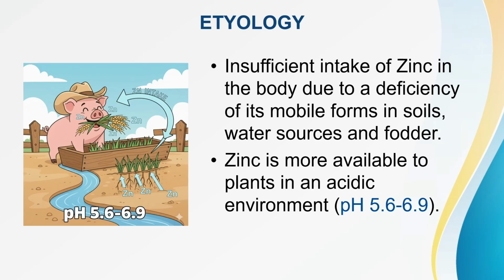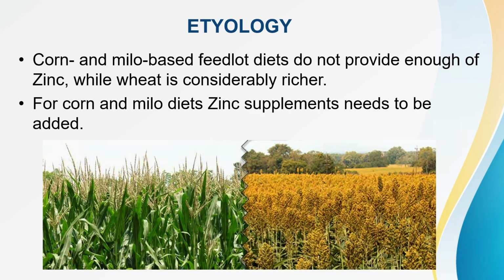Zinc is more available to plants in an acidic environment, pH 5.6 to 6.9. Corn and milo-based feedlot diets do not provide enough zinc, while wheat is considerably richer. For corn and milo diets, zinc supplements need to be added.